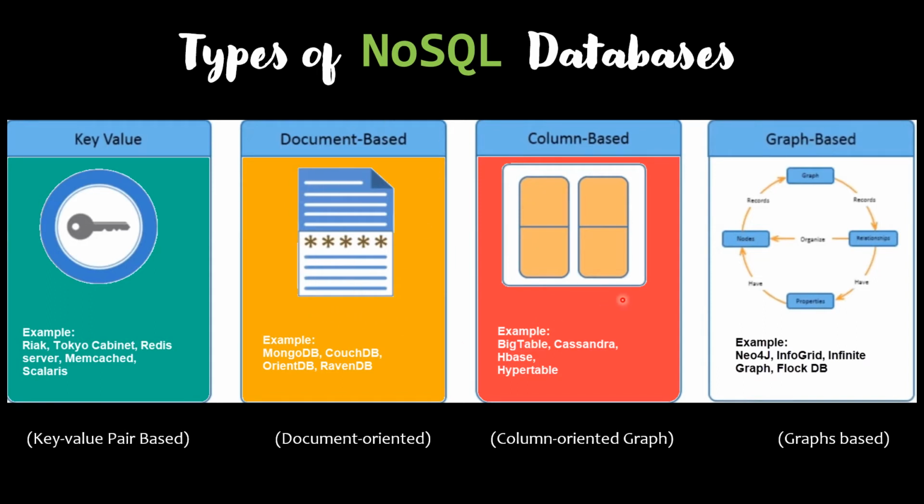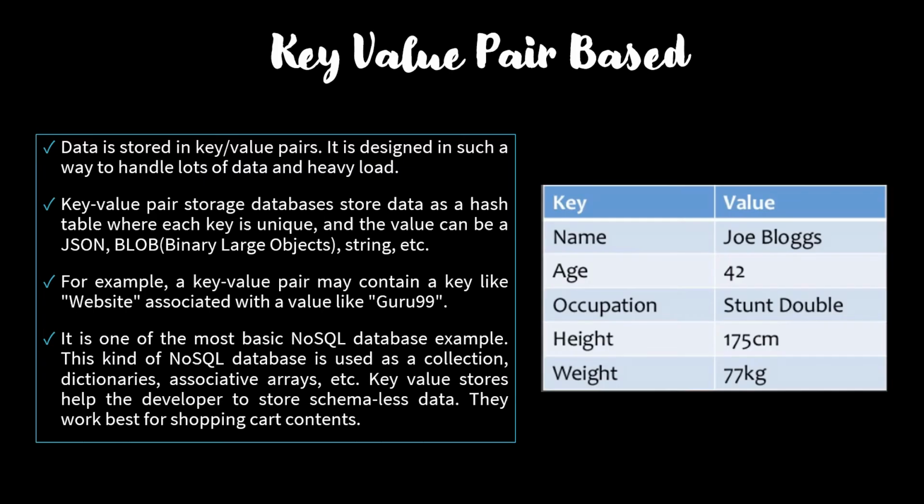And then we have column base, the column oriented. For example, Bigtable, Cassandra, and Hypertable. This column base is optimized for reading and writing. And then the last one is graph database. The examples are Neo4j, InfoGrid, InfiniteGraph, and HyperGraphDB. All of this I'm going to explain in more detail later on.